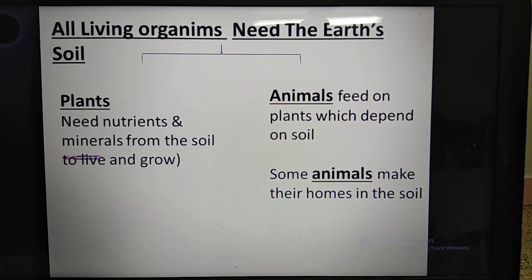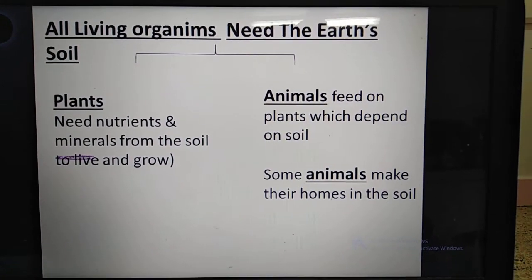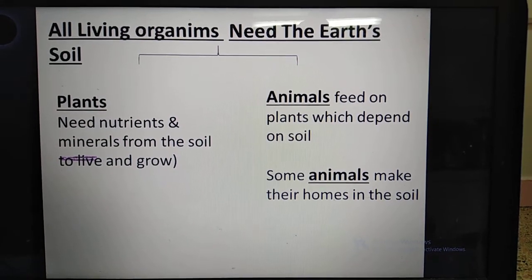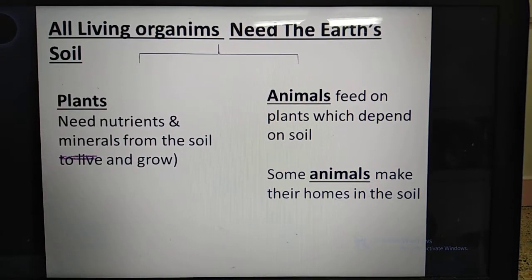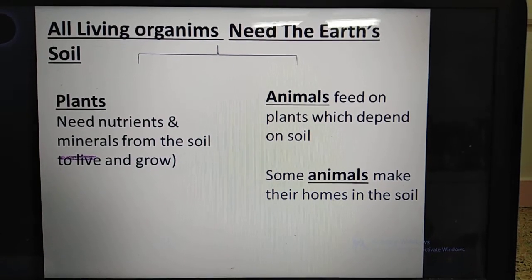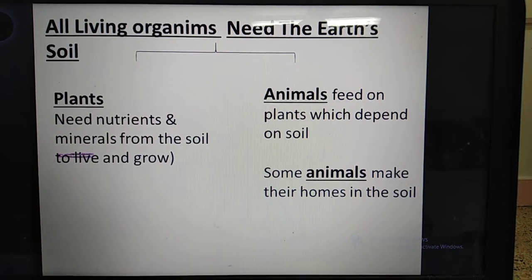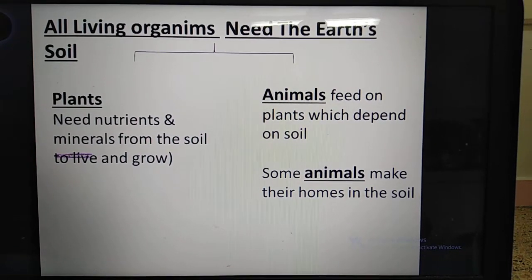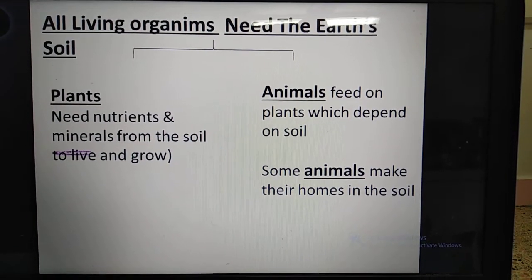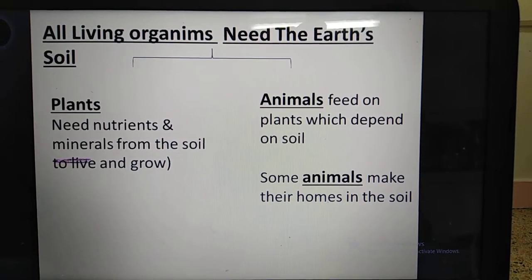As we said, all living organisms need the earth's soil. For example, plants need the soil because plants need nutrients and minerals from the soil to grow. Also, animals feed on plants, which depend on soil. Some animals, as we said, make their homes in the soil. So soil is very important for all living organisms.